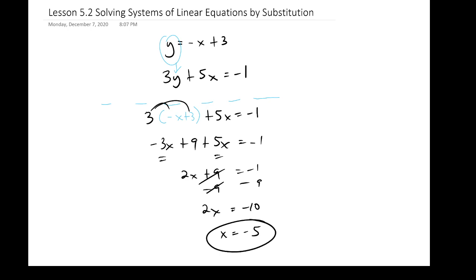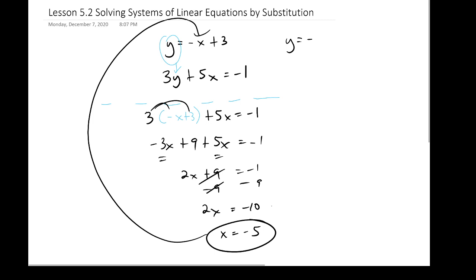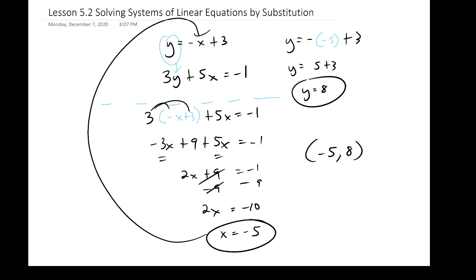Great. Now that we have that, we can go ahead and insert that into either equation. I'm going to go ahead and put it into the top one. You see why? It's because now when I put this guy back in, it's going to be kind of one step to evaluate. I'm not going to have to multiply times an integer or anything. So instead of x, I put in negative 5, plus 3. In other words, this is going to be positive 5 plus 3. In other words, y is going to be equal to 8. So we have negative 5, we have 8, and that is our solution, negative 5, 8.